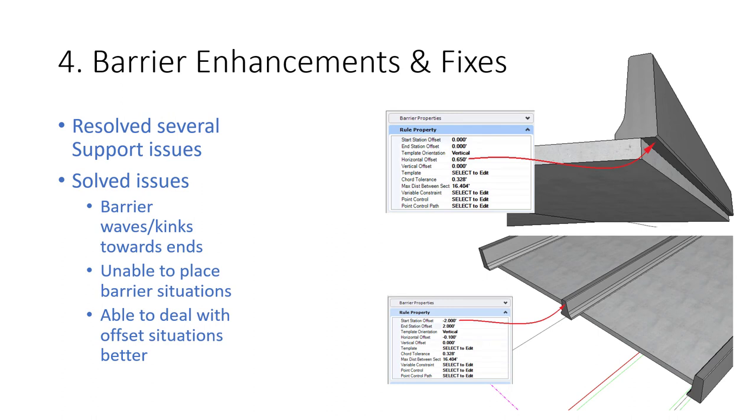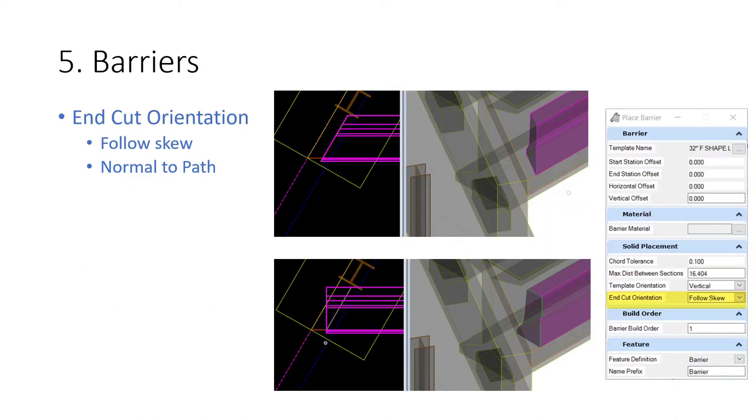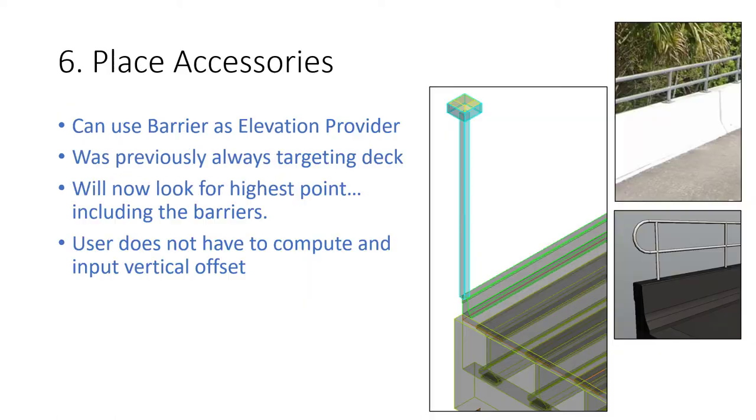Some barrier enhancements, again explained in another video in more detail, give you the option to extend the barrier past the deck at a certain distance. That was a request as well, right? The same as cutting the edges of the barrier at the end of the deck. When we place accessories, now we can place them on top of the barriers because we use the barrier now as an elevation provider. Before, our only elevation provider was the deck, and we had to manually calculate that distance. Now, the top of the barrier can be used as such, so we can place railings on top of the barriers or certain fixtures like lighting.